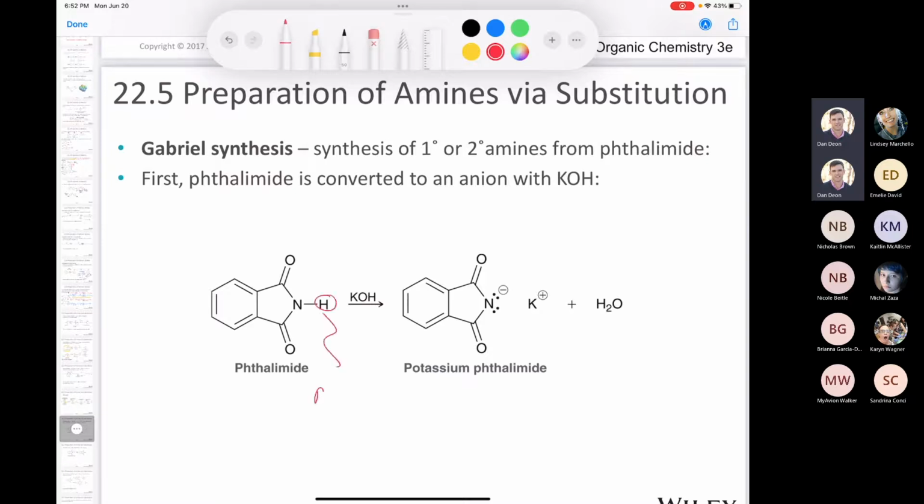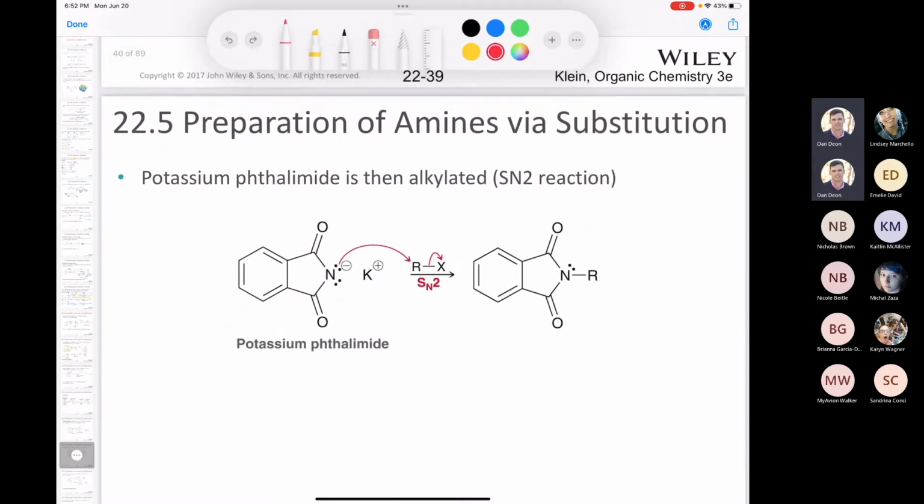Phthalamide, this proton has a pKa of around 8.3-ish, and then water has a pKa, of course, of around 15.7, so the equilibrium is definitely going to lie to the side of the water. So we get phthalamide, and then we can make potassium phthalamide. Well, you can imagine that potassium phthalamide, since we have a negative charge here on this nitrogen, makes a dandy nucleophile. And so what we can do is take an alkyl halide, either a methyl or a primary or even a secondary alkyl halide, and react it with the potassium phthalamide to make this intermediate.